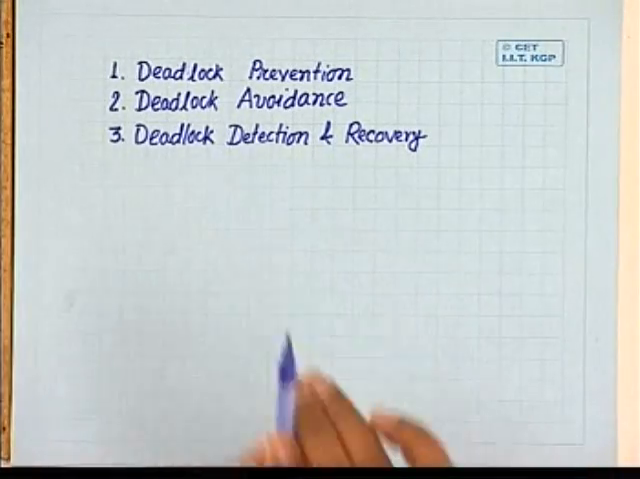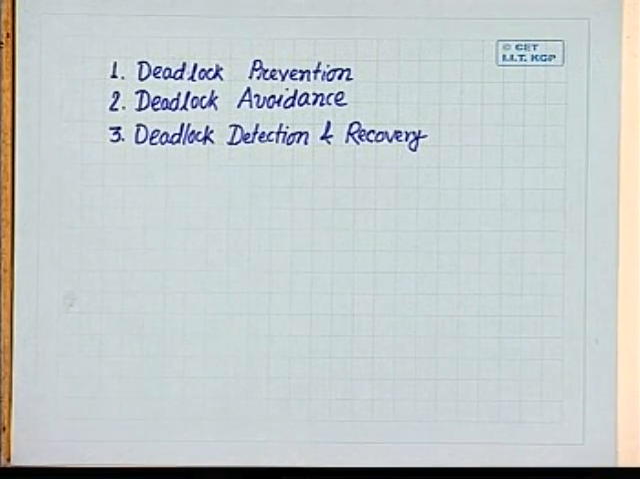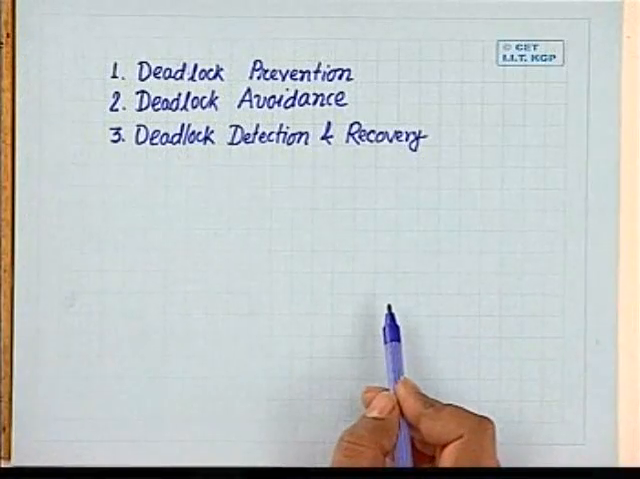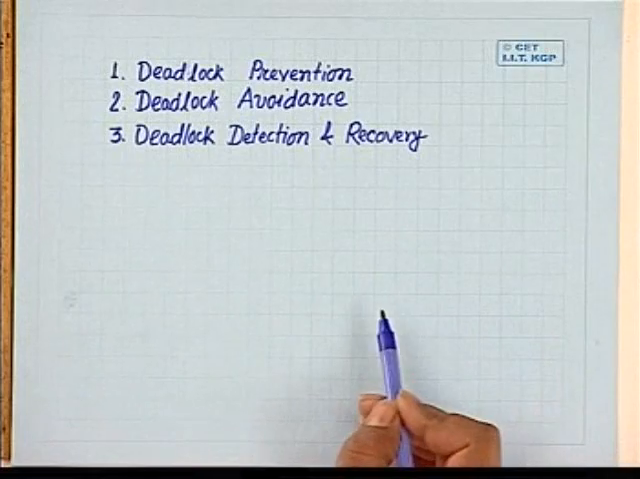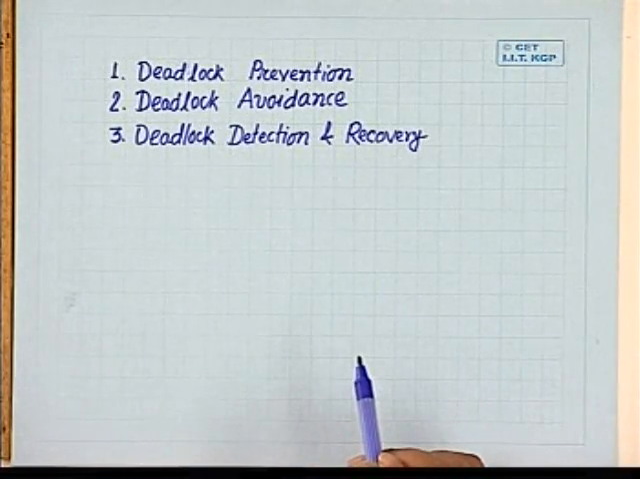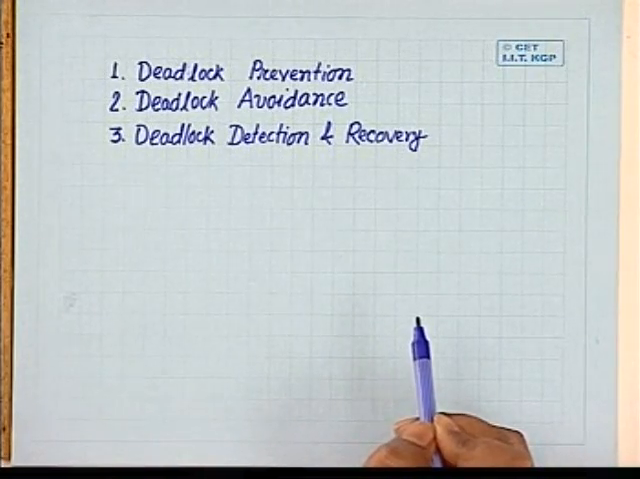And it is this deadlock detection and recovery, where we allow the system to allocate the resources whenever they are available, and periodically check whether there has been a deadlock or not. If there is a deadlock, you try to break it. This is an approach we don't want to take, because it leads to inefficient utilization of resources, and there is a lot of waste.